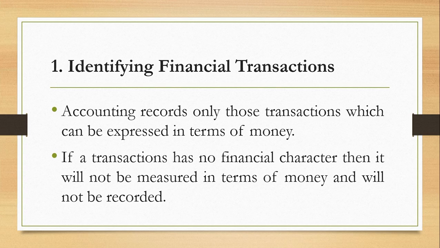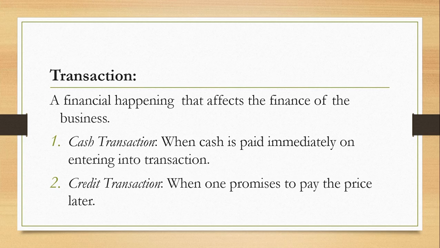If a transaction has no financial character, then it would not be measured in terms of money and will not be recorded. So transactions can be of two types: cash transaction and credit transaction. When cash is paid immediately on entering into the transaction, it is called a cash transaction. When one promises to pay the price later, we call it a credit transaction.